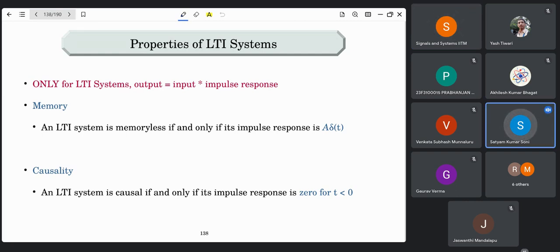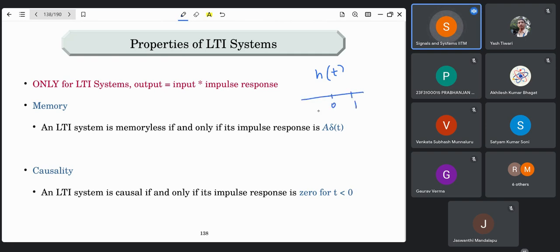So, sir, my question was that if a system has a memory, then can we say it will always be causal? No, not necessarily. Just because a system has memory doesn't necessarily mean it is causal. For example, let us say there is a system whose impulse response looks like this. This is 0, this is 1, this is -1. Let us say there are impulses in all these three places. The system has memory, and it is also non-causal because it has non-zero values for negative time.